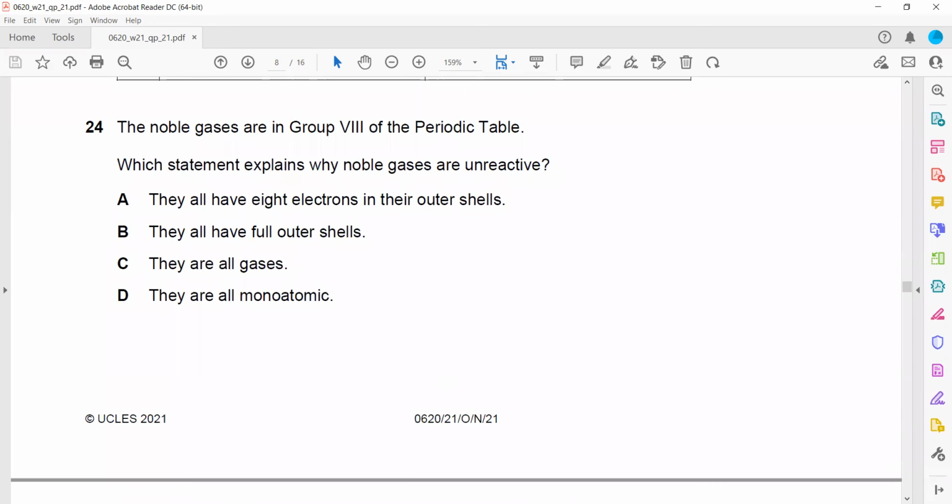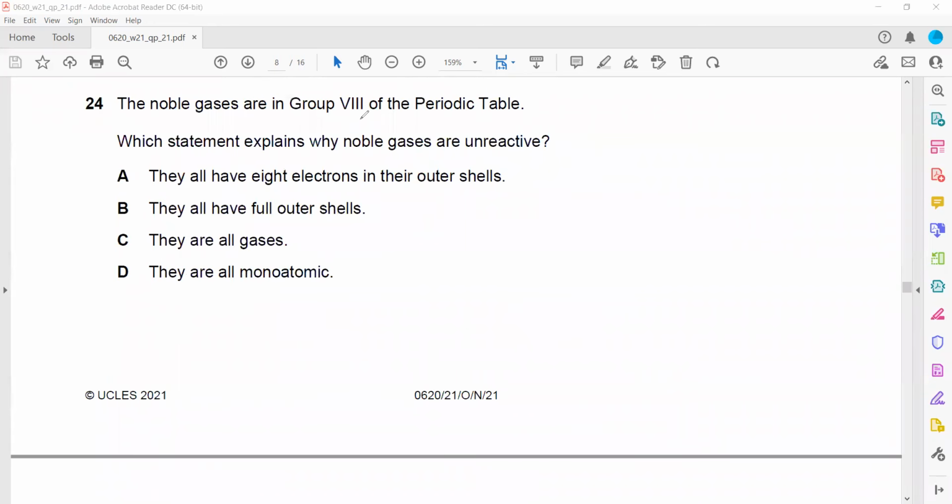Question 24. The noble gases are in group 8 of the periodic table. Which statement explains why noble gases are unreactive? They are unreactive because they have a complete outer shell, a complete set of electrons. So they all have 8 electrons in the outer shell.